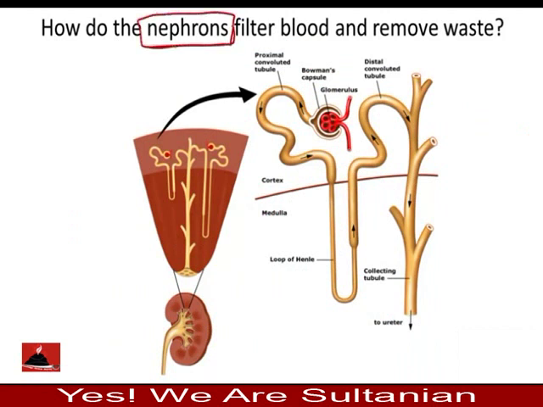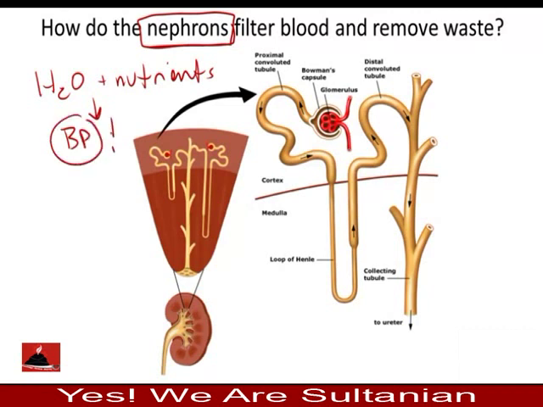So how does a nephron work to filter blood? Well, nephrons return water and much needed nutrients back to the body to restore blood volume and pressure. So water and nutrients help with blood pressure. And this is essential to all cell function. Nephrons also get rid of waste and unneeded fluids, which results in urine formation.